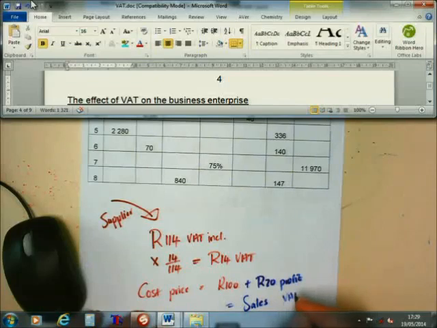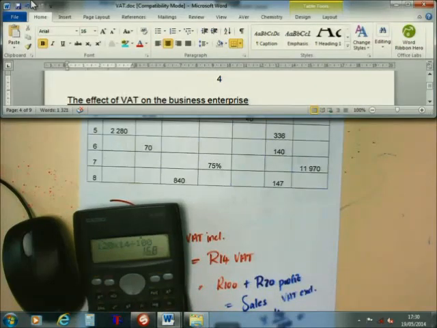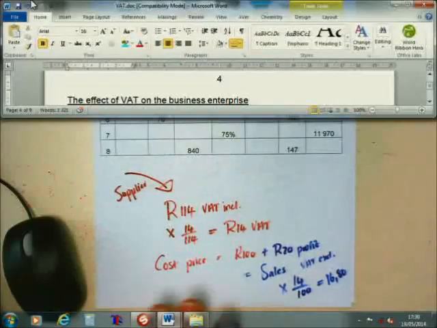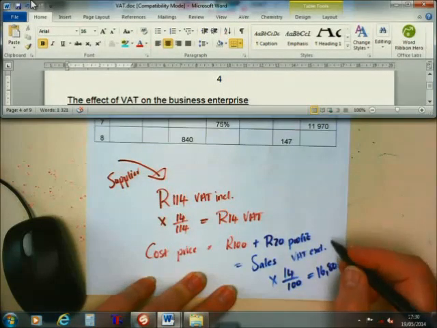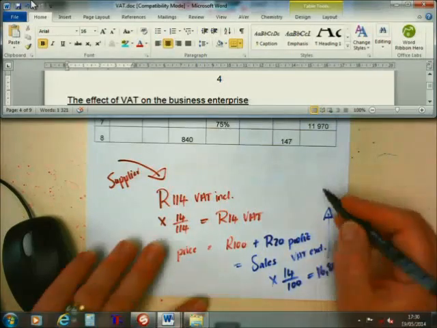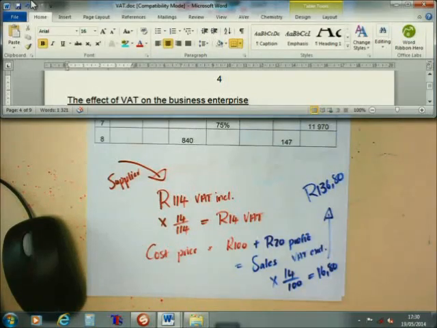VAT exclusive, and then you take the 120 Rand and you times it by 14 over 100, and that gives you 16 Rand 80 cents. And we sold it, plus the 120 Rand, for 136 Rand 80 cents.